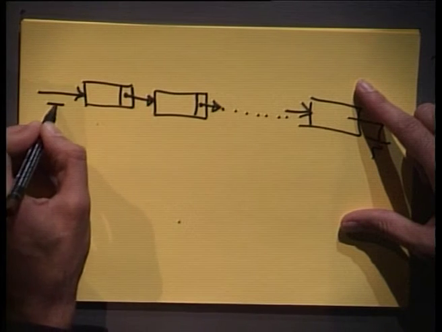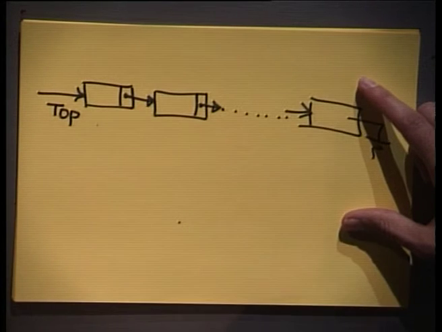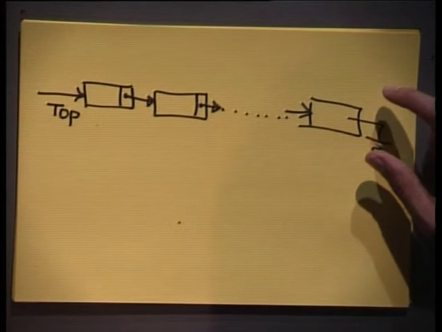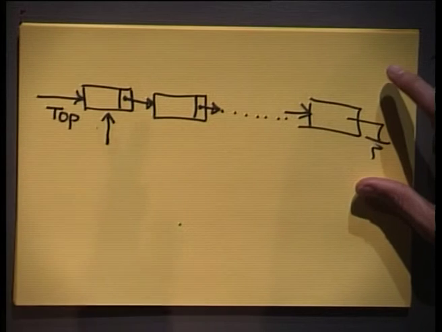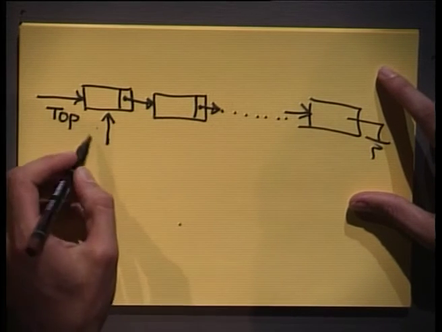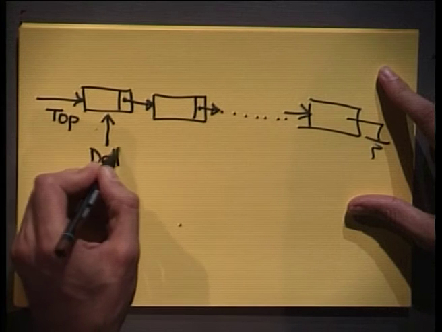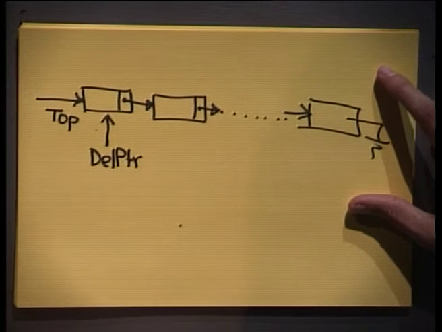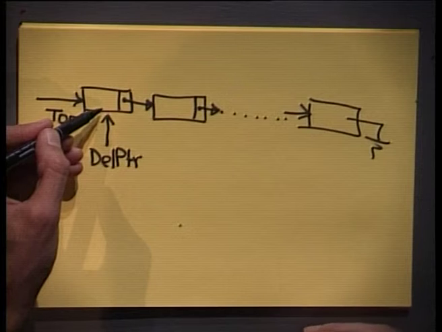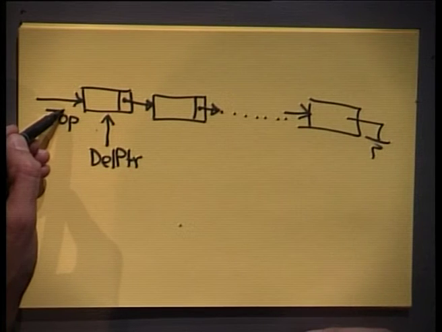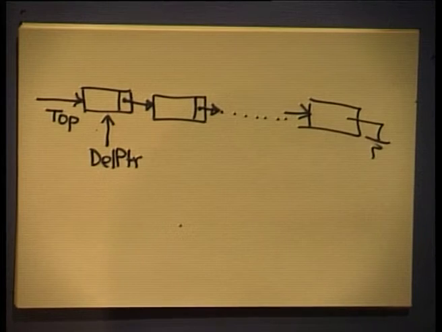And here is my top. And there is, of course, count, which contains the number of these entries in here. I would like to delete this item. So basically, I need to point to it. And that's why I'm defining this local variable, del ptr. So del ptr in the first place is going to point to this first entry the same way as top is pointing. Okay, and then I'm going to perform the delete operation.